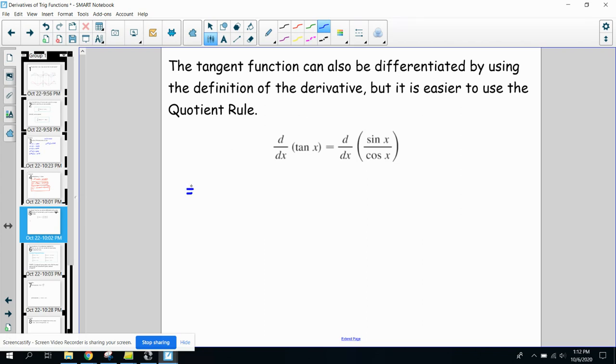We have low d high minus high d low, square the bottom, and away we go. So we're going to take the bottom, cosine x, times the derivative of the top, so the derivative of sine x. Derivative of sine x is cosine x, minus the top, which is sine x, times the derivative of the bottom, so the derivative of cosine x is negative sine x, all over the bottom squared.